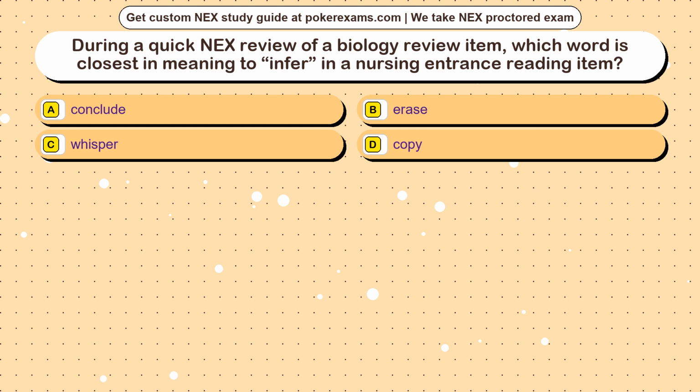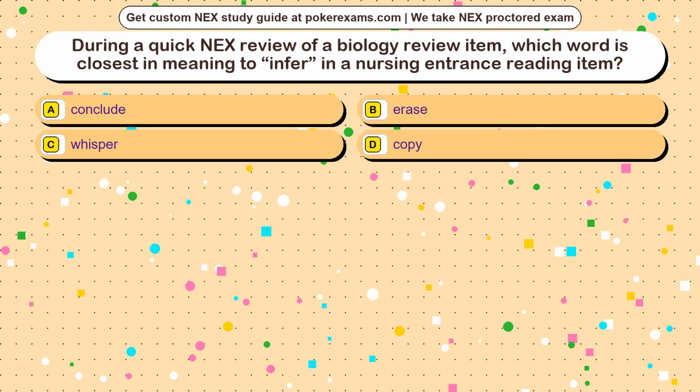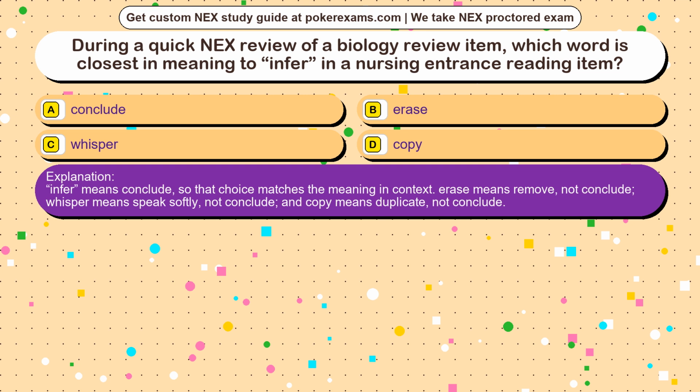Question 2. During a quick NEX review of a biology review item, which word is closest in meaning to infer in a nursing entrance reading item? Option A, conclude. Option B, erase. Option C, whisper. Option D, copy. The correct answer is option. Infer means conclude, so that choice matches the meaning in context. Erase means remove, not conclude. Whisper means speak softly, not conclude. And copy means duplicate, not conclude.